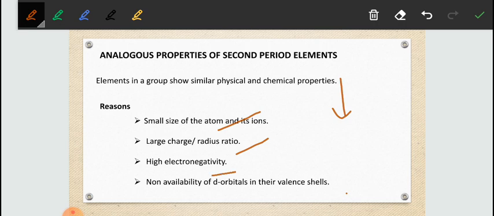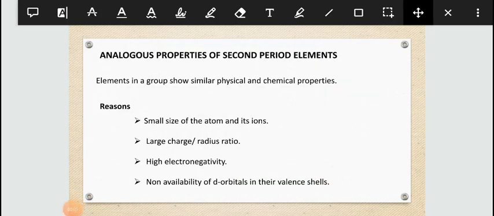Next one is high electronegativity. Because of small size, they have more charge, more nuclear pull, so they can attract the electrons of other elements more tightly. They are sufficient to attract electrons from other elements, so they are highly electronegative. And because of their small size, they do not have d orbitals, meaning non-availability of d orbitals in their valence shells.